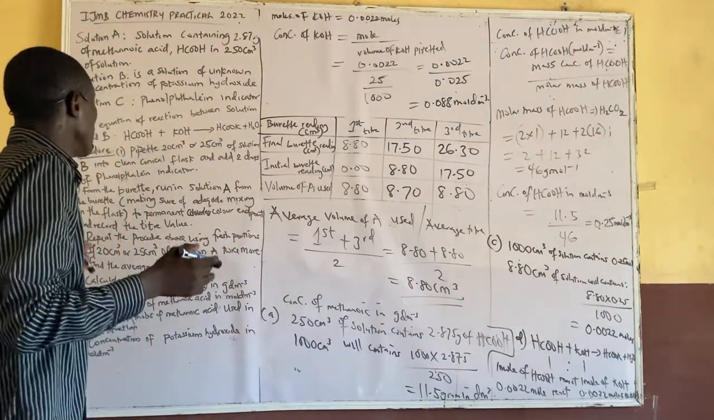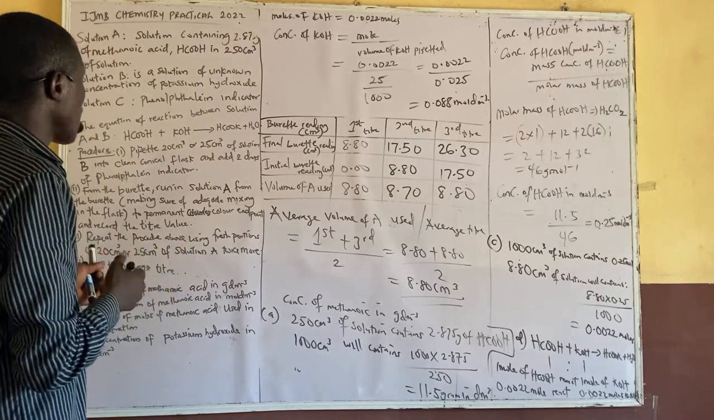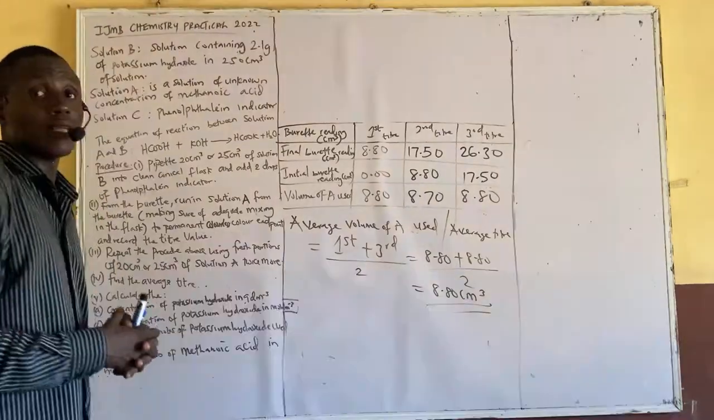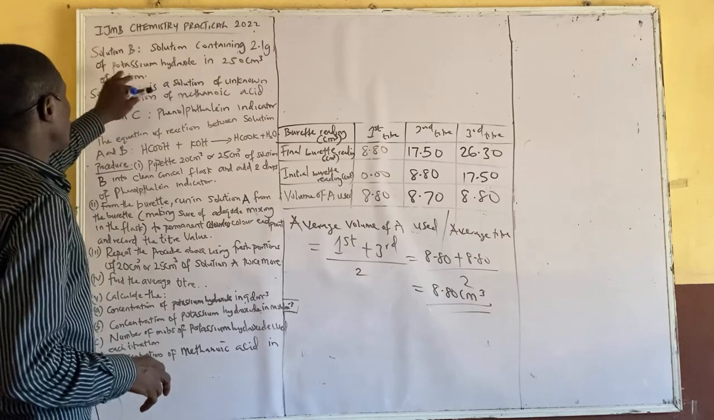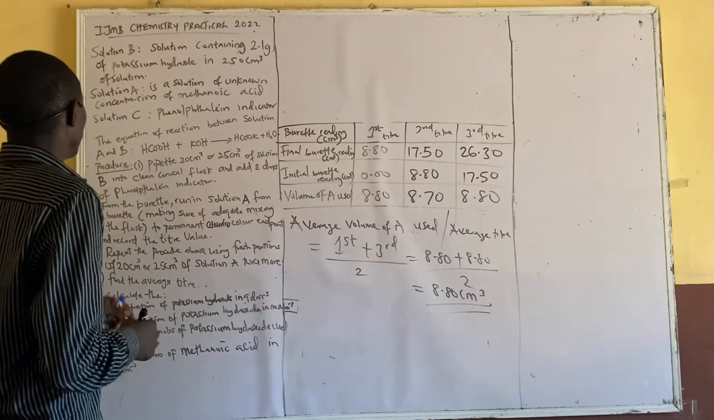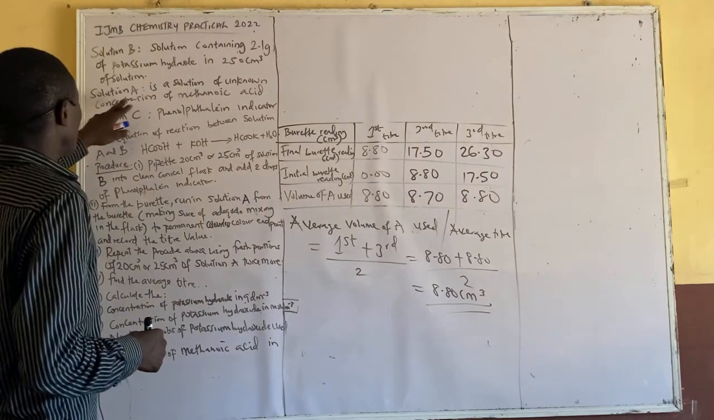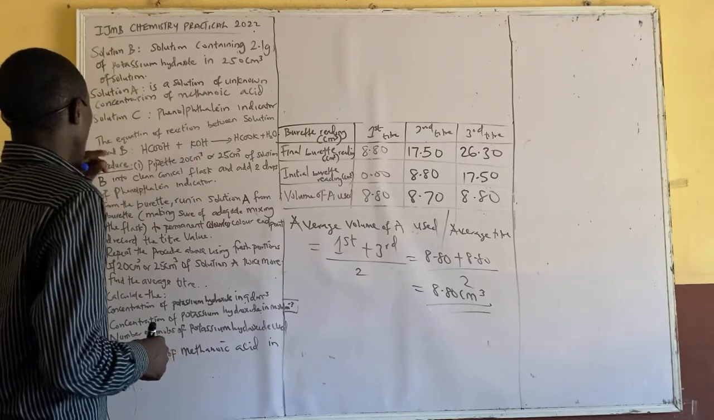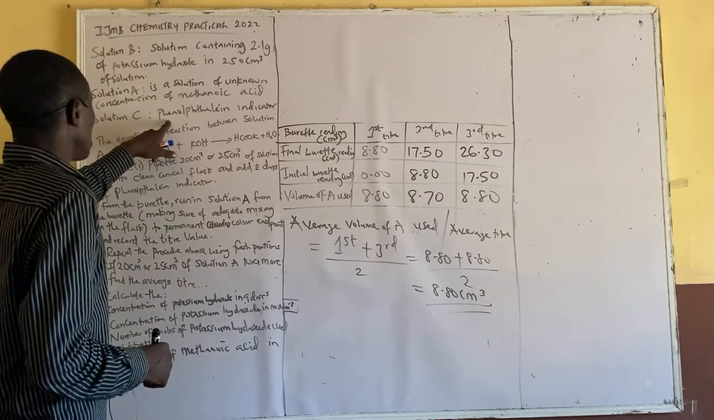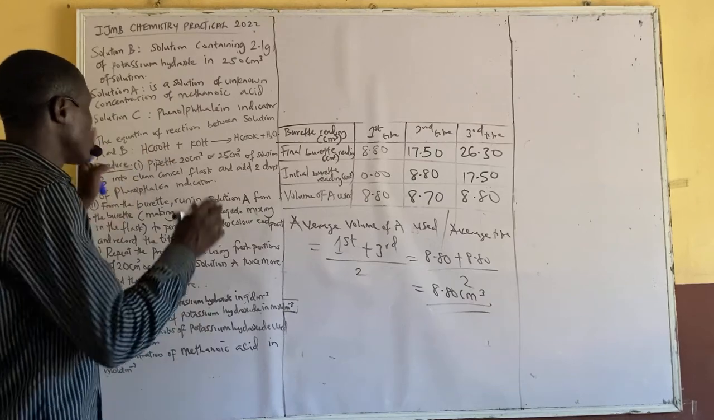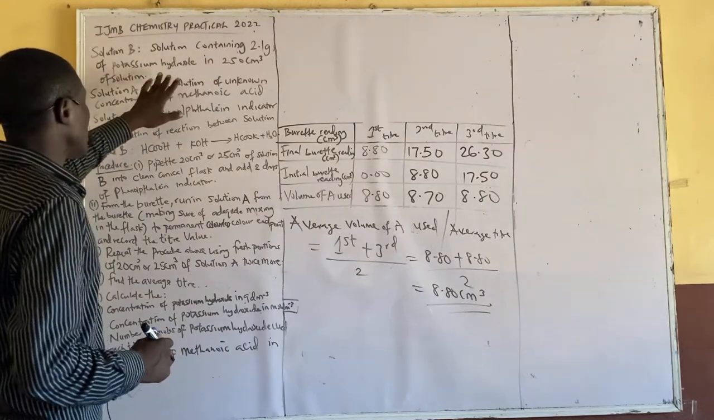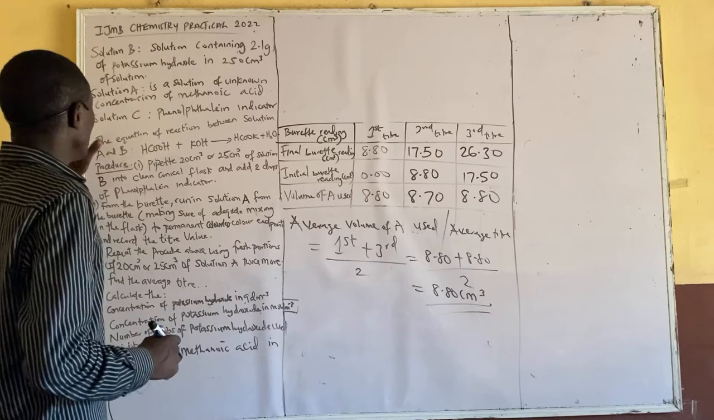As you can see, this is our first question under titration for IJMB chemistry practical. Another way the question can be set: solution B contains 2.1 gram of potassium hydroxide in 250 centimeter cube. Solution A is a solution of unknown concentration of methanoic acid, and solution C is the phenolphthalein indicator. The question is the same, but now we are given solution B, and A is unknown.